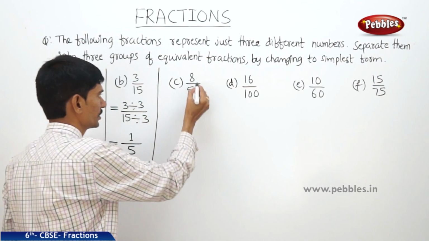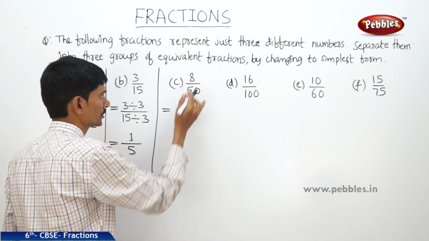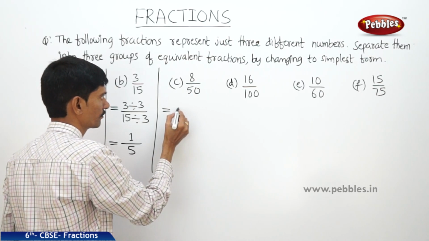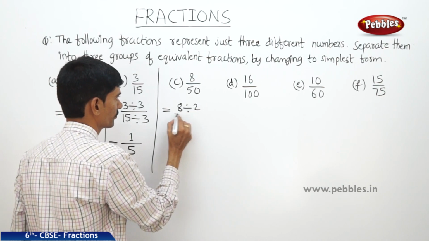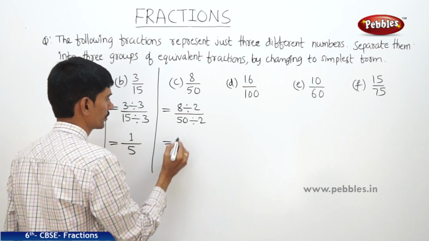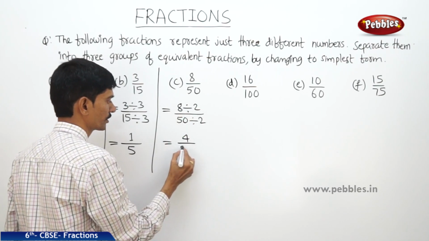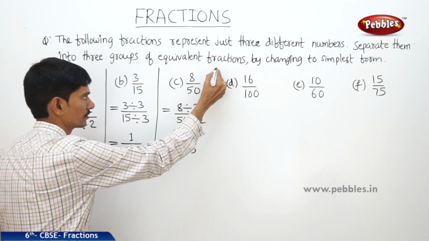Next, 8 by 50. Here both are divided by 2. Both numerator and denominator are divided by 2. So 8 divided by 2 by 50 divided by 2 equals 8 by 2 is 4, 50 by 2 is 25. So it represents 4 by 25.